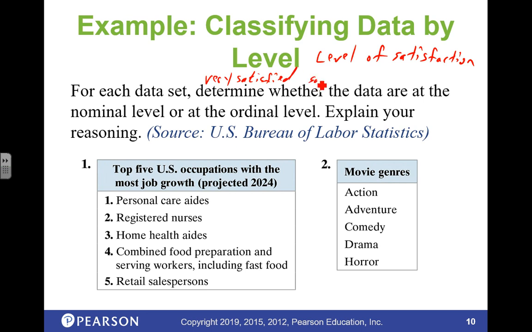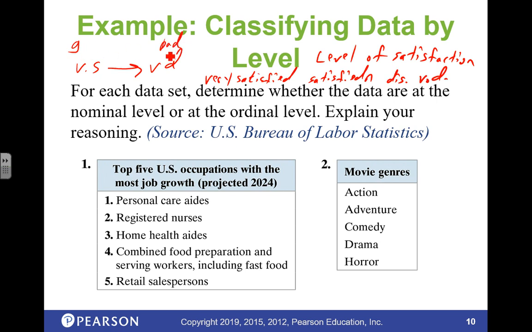Or are you satisfied? Are you dissatisfied? Or are you very dissatisfied? And usually there's like a neutral in the middle. Then notice those levels, there is an order to those, going from very satisfied to very dissatisfied. So something that is good or very good to something that is very bad.